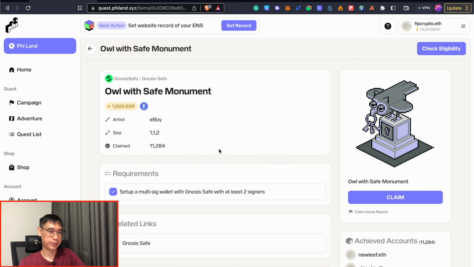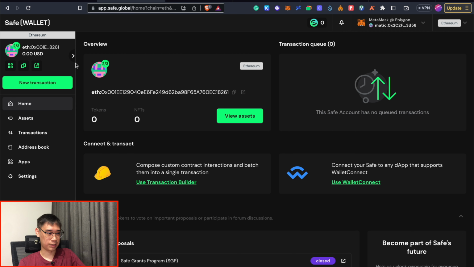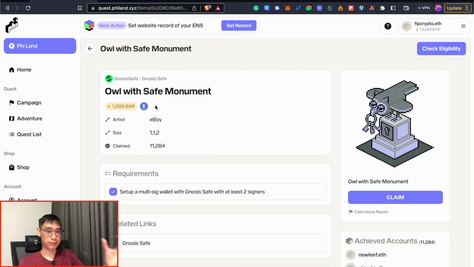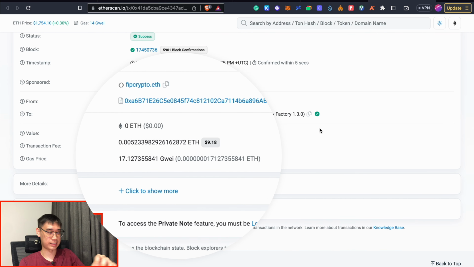So this quest requires you to create a multi-sig wallet where the wallet needs to have at least 2 signers. So I've created one of these wallets where I require 2 out of 3 wallets to approve the transactions. But the only problem is that this is on the Ethereum network, and I paid about $9.18 worth of Ethereum to create this multi-sig wallet.